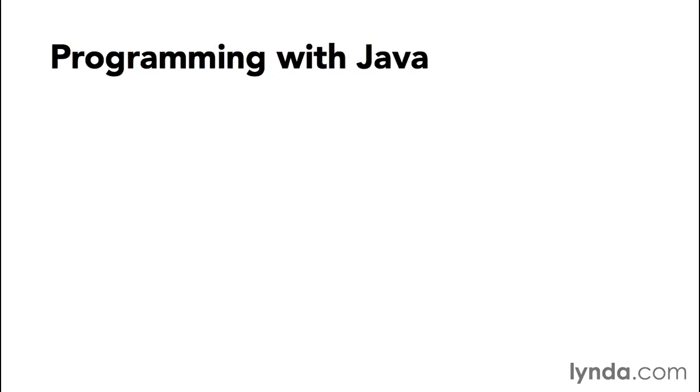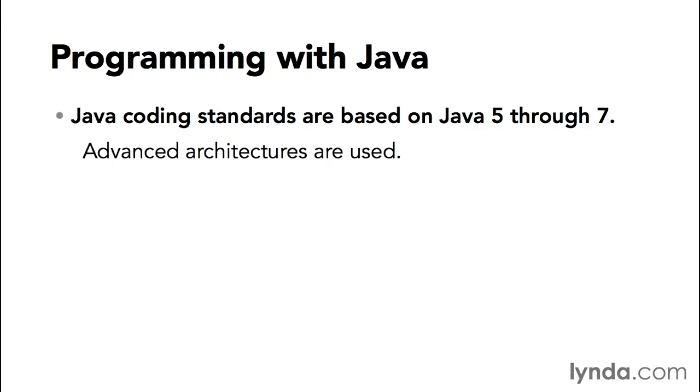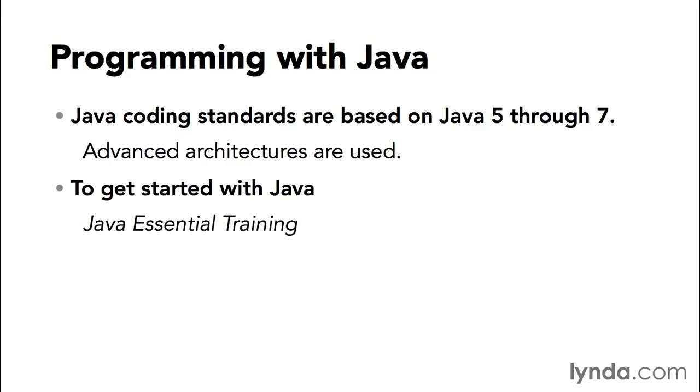In order to build Android apps with the Android SDK, you'll need to do some Java programming. The Android coding standards are based on Java 5 through 7. Most Java 7 syntax works in Android, with a few small exceptions. The newer syntax styles that were introduced in Java 8 are not currently supported on Android. But there are some advanced architectures. If you're brand new to Java, I recommend getting started with Java Essential Training in the lynda.com library. And to learn about those advanced syntaxes, look at Java Advanced Training.